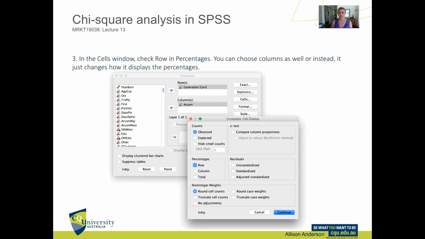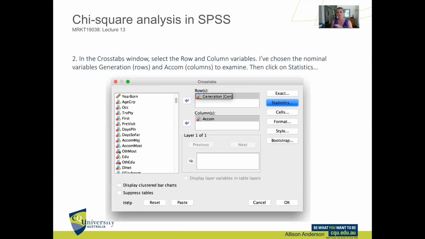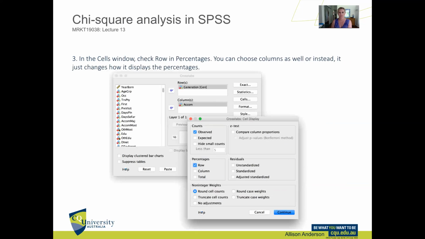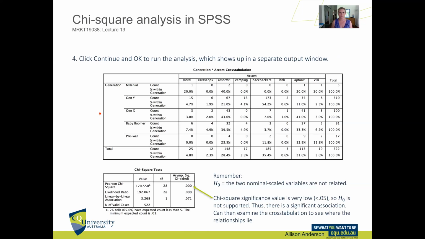Okay, in the cells window, after you've done the statistics, you need to select the cells window, and you can check row or column or both percentages or total percentages, depending on what it is you're trying to find out. So this is just how it will be displayed in the table. It just depends on what you want. So you click continue and OK to run the analysis, which shows up in the separate output window, as I've been explaining in the other lectures.